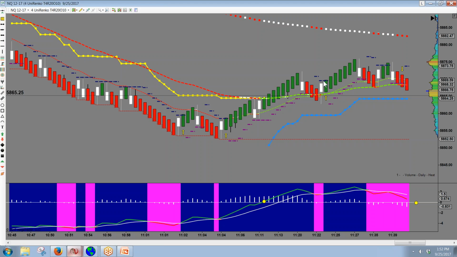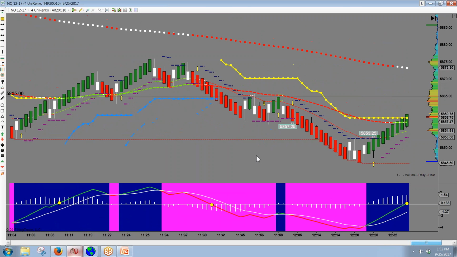Here's a buy here, valid, works out here. Now these aren't valid because this isn't valid when it got closed below, because the filter didn't agree. Same with the buy here, filter didn't agree.